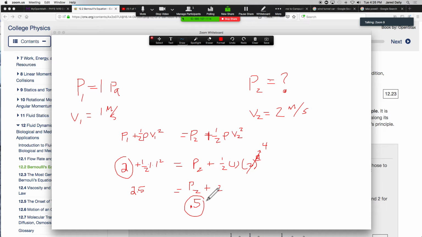Okay? So anytime the air goes from a big part of the pipe to a small part of the pipe, it's going to speed up, we already knew that, but it's also going to lower the pressure in the small part of the pipe. If you go from a big pipe to a small pipe, smaller pressure in the small pipe. Lower pressure, bigger pressure in the big pipe.